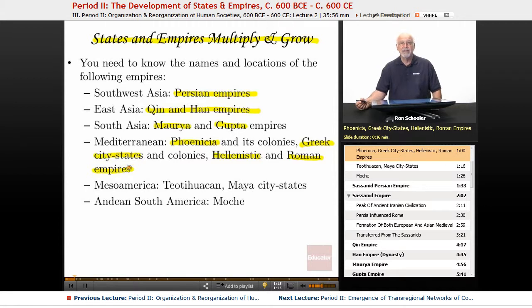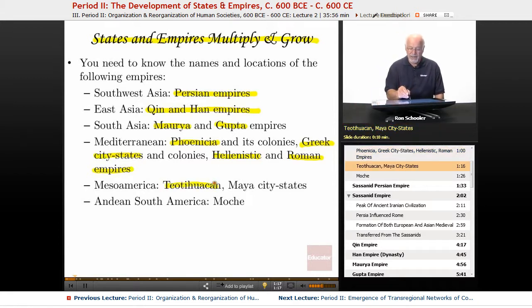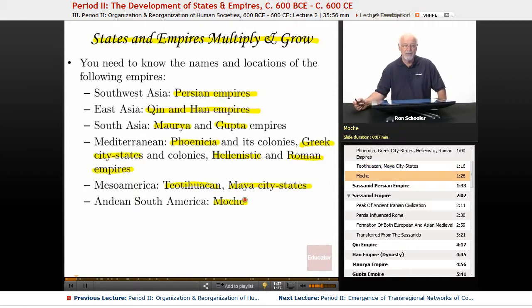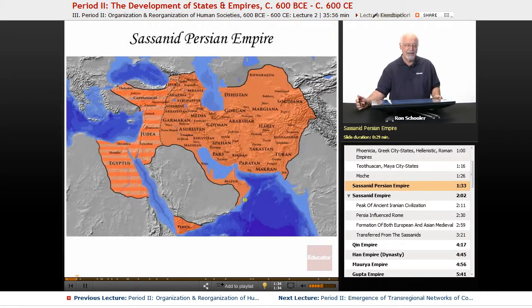In Mesoamerica, you need to know Teotihuacan and the Mayan city-states. In the Andean South, we need to know the Moche. That's South America. So you need to know those names and where they're located, and we're going to look at that right now.